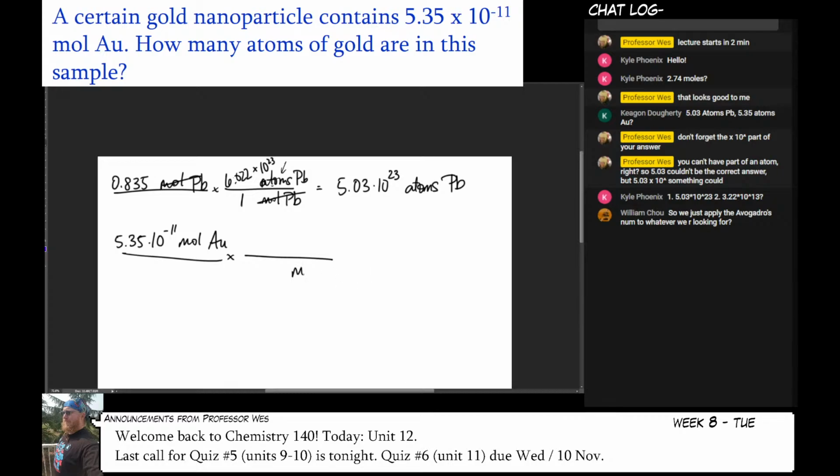And then we'll put the units that we want to cancel on the bottom. We'll turn moles into atoms. You don't apply Avogadro's number to whatever. You apply Avogadro's number when you want a number of particles. So, if that's atoms or molecules, then it works the same way, because Avogadro's number is just a count.